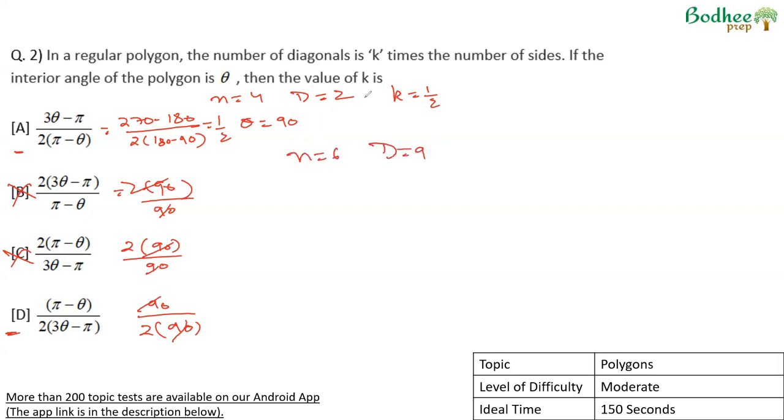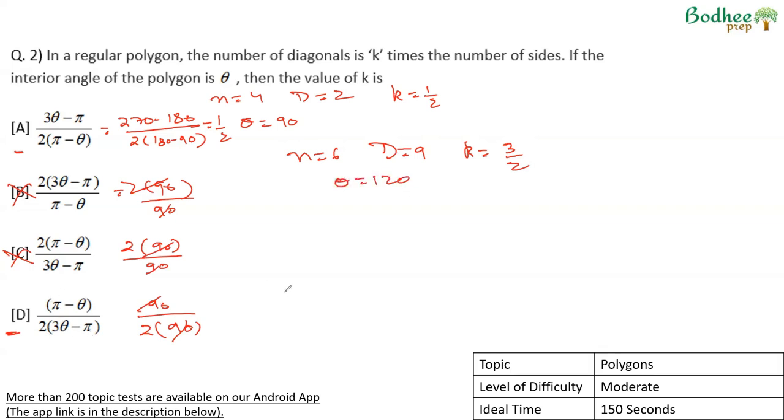The number of diagonals here is 9. Putting in the formula n into n minus 3 by 2, we get 6 into 3, which is 9. Which means k becomes 3 by 2 times. The number of diagonals is 3 by 2 times the number of sides. If you put the value, the value of theta here will be 120.